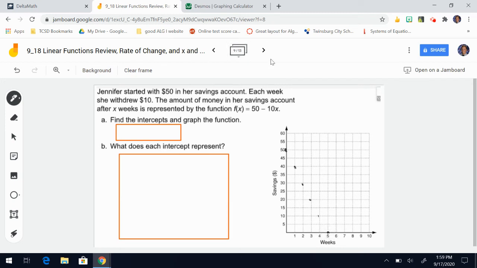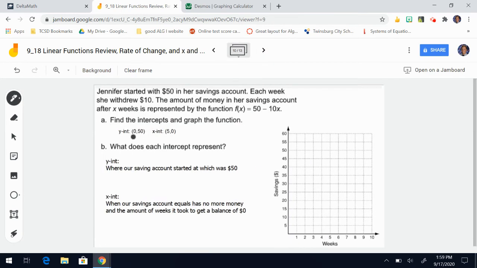So what does that information mean? This is linear. You can see it's a constant rate of change. Again, it's down 10. That's attached to the x. And what do these mean? All right, so I'm going to skip to the slide with those orange boxes uncovered. So here your y-intercept again was where we started at $50 at week 0, because we're not doing anything. We're just starting there. And then our x-intercept was 50.